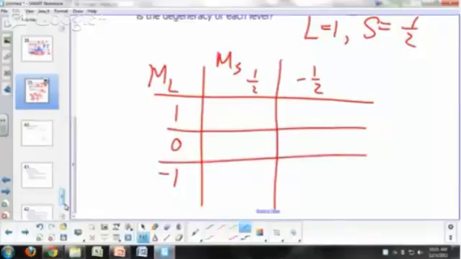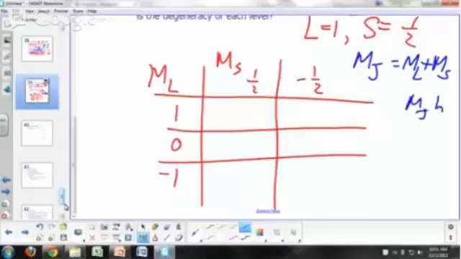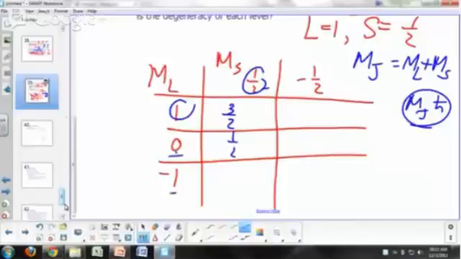So what do you get? M sub L plus M sub S would give you M sub J, right? The Z components of your angular momentum vectors will just add up. So the possible components of your angular momentum vector along the Z-axis would be M sub J H bar. Okay, and what are the possible M sub J's we can have? What is 1 plus 1/2? 1.5, that's 3/2, right? What is 0 plus 1/2? That's 1/2. -1 plus 1/2? -1/2. 1 plus -1/2 is positive 1/2. 0 plus -1/2? -1/2.